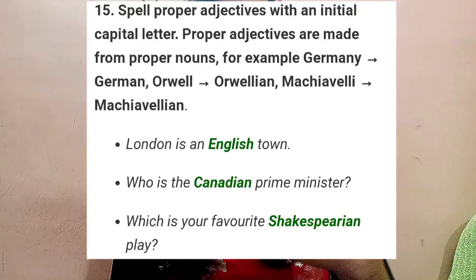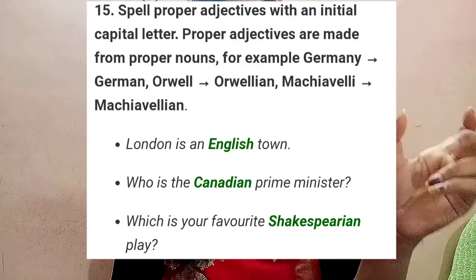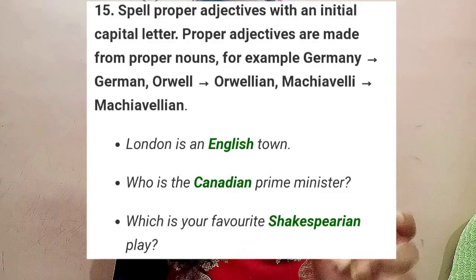So we tend to always prefer... what is the definition of a proper adjective? Whenever we use a proper adjective, I will give you another example. Who is the Canadian Prime Minister? Here, Canadian is a term which is used in the adjective sense, Canadian Prime Minister, because it is defining the word Prime Minister.